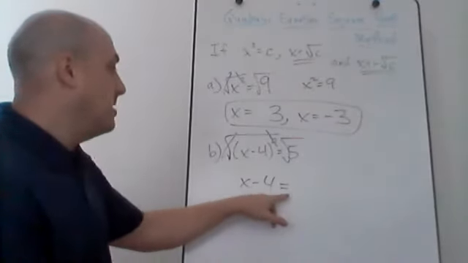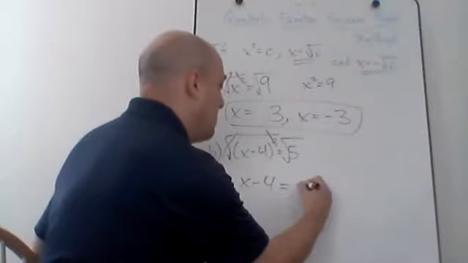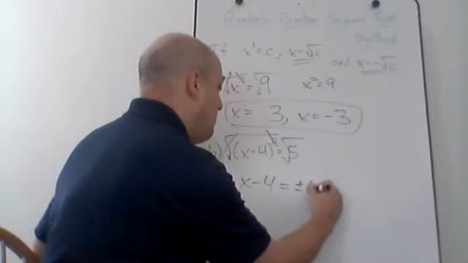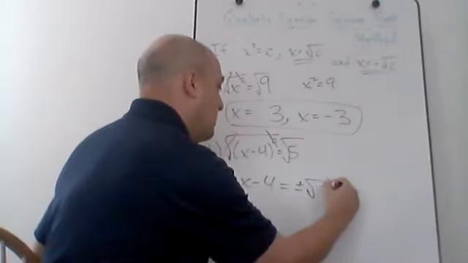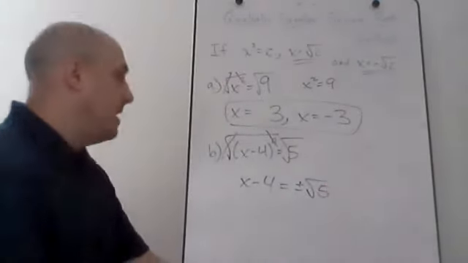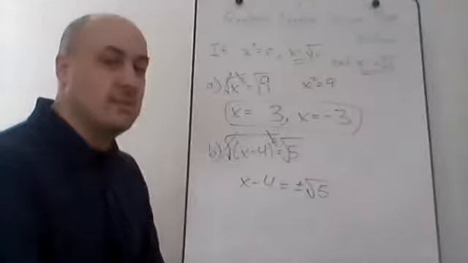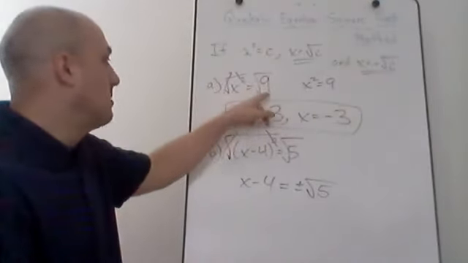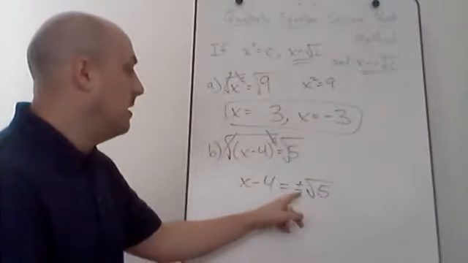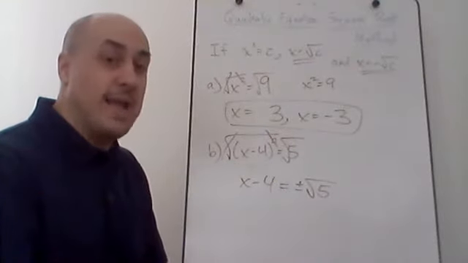So I get x minus 4 equals, and then remember, when you're doing the square root method, you have to put that plus or minus on the square root on the other side of the equation. So x minus 4 equals plus or minus square root of 5. Just like we had up here when we did the square root of this, we had positive 3 and negative 3. Here we have positive square root of 5 and negative square root of 5.